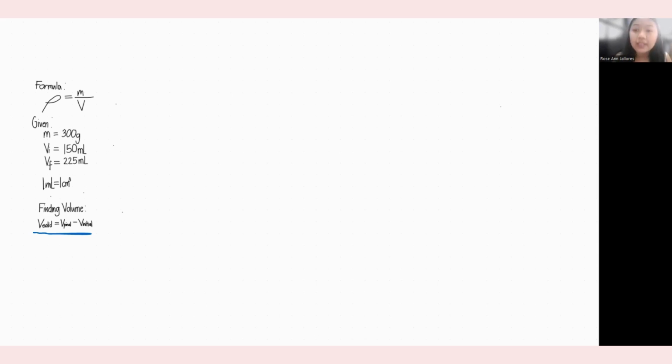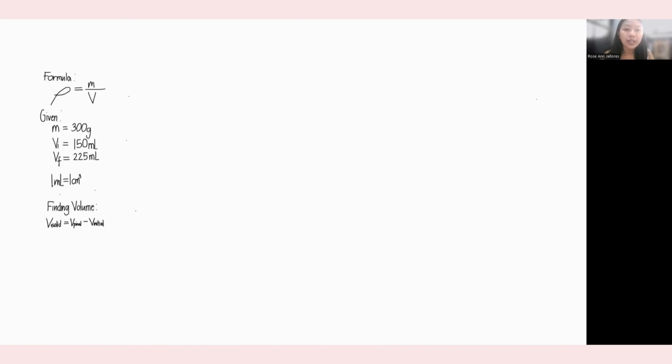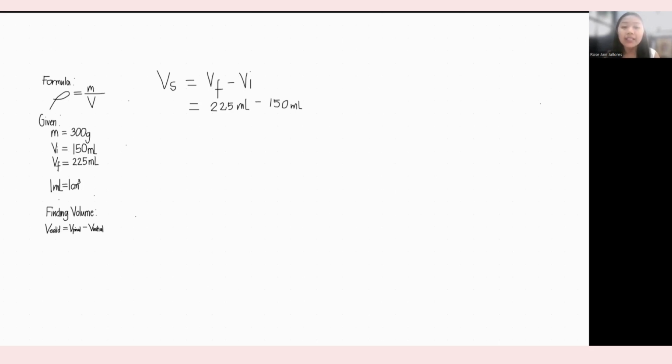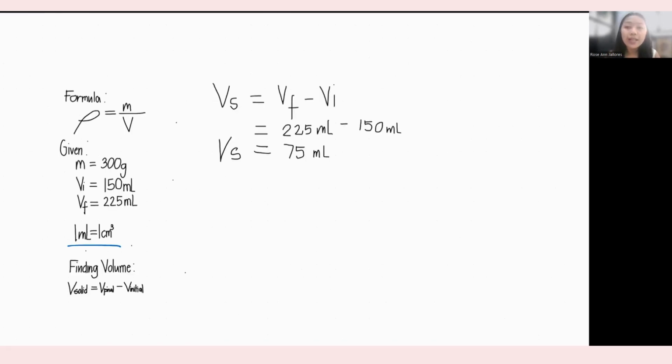Let us calculate the volume of the metal. Let's use this formula and plug in the given values in order to find the volume of the metal. I'm going to write the formula here. After we write down our formula, let's plug in the given values. So 225 ml minus 150 ml will give us 75 ml. As I said earlier, 1 ml is equal to 1 cubic centimeter. This 75 ml is also equal to 75 cubic centimeters, as shown here.